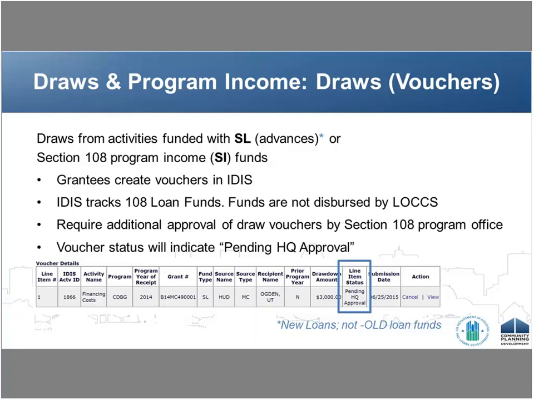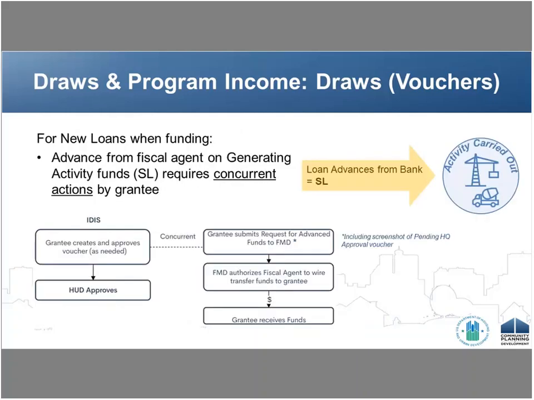And again, you will create a draw voucher only if this is a new loan. You will not do this for -OLD funded activity. In those cases, you will let our office know that you have an activity that was funded with OLD funds, and we will work with the system to get the voucher generated automatically to show those funds as drawn down.